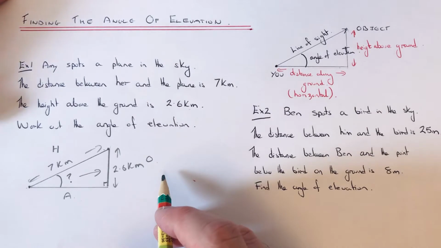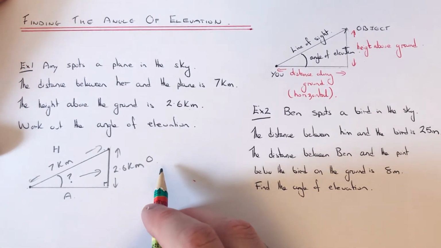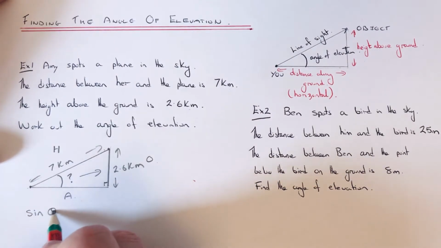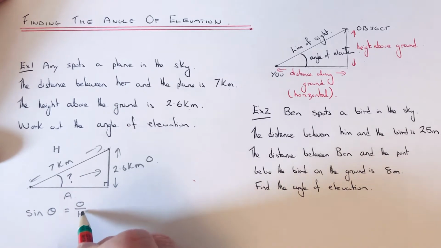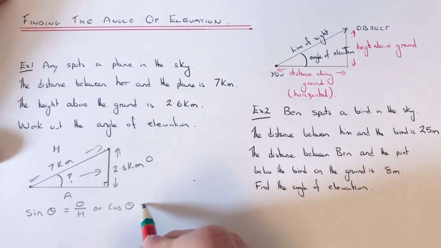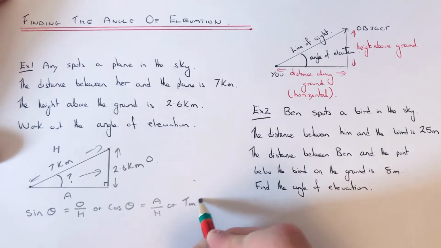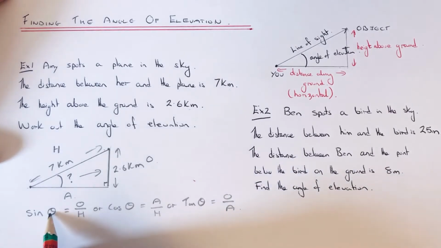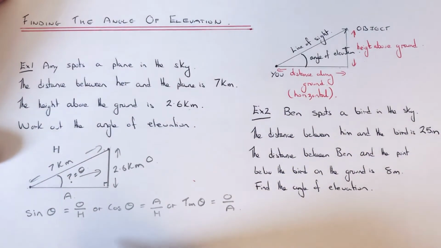Okay, so we've now got to decide which one of our three trig formulas we need to use. So if you don't know your three trig formulas, I'll just write those down. So we've got sin theta is opposite over hypotenuse. We've got cos theta is adjacent over hypotenuse. Or we've got tan theta is opposite over the adjacent. Theta is the angle of elevation which we are after.